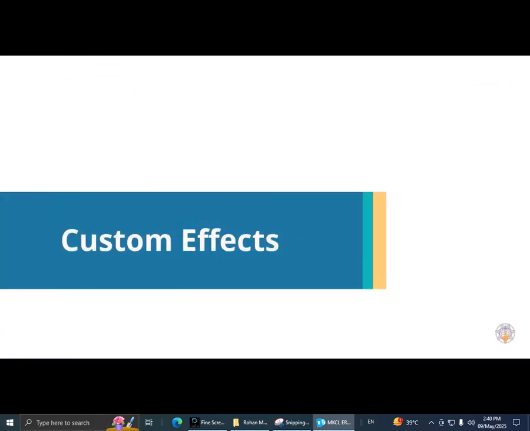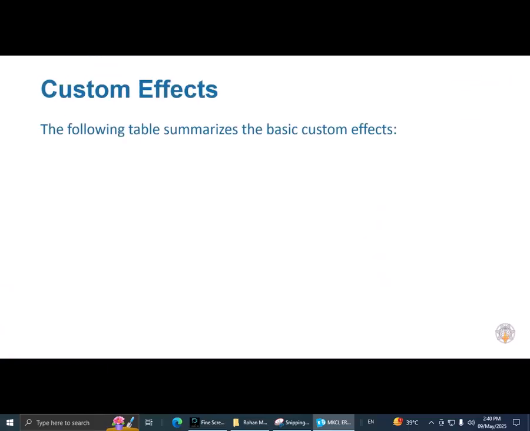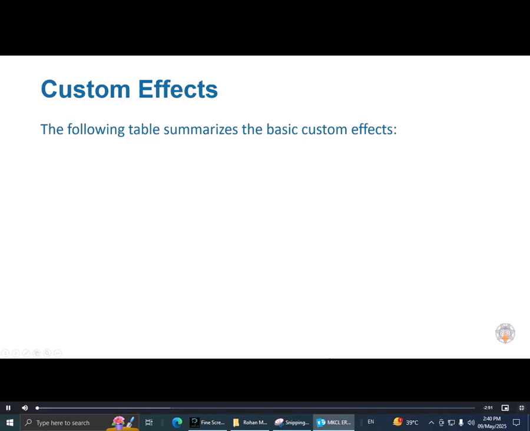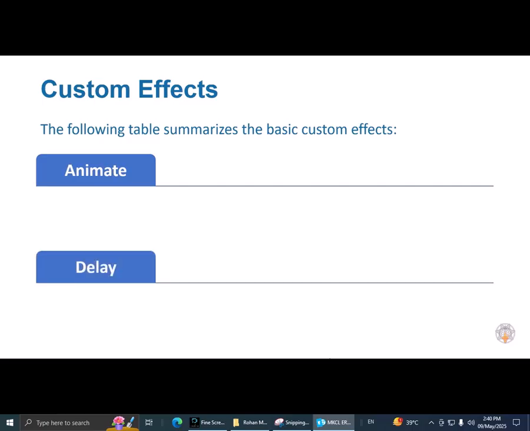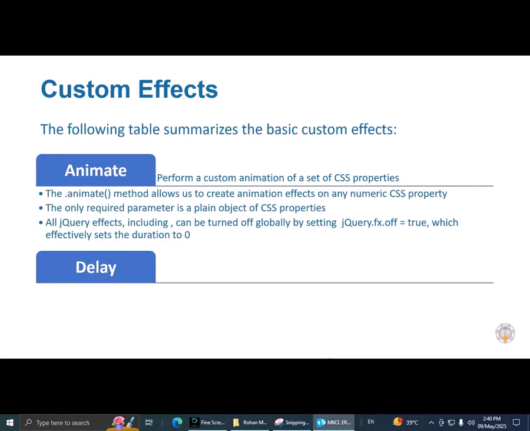Now, let us talk about custom effects. These are the last type of effects of this module. The frequently used custom effects are animate and delay. The animate method performs custom animation of a set of CSS properties. However, the animation can be turned off globally by setting jQuery.fx.off equal to true, which sets the animation duration to 0. The delay method sets a timer to delay the execution of subsequent items in the queue. The syntax is shown over here.